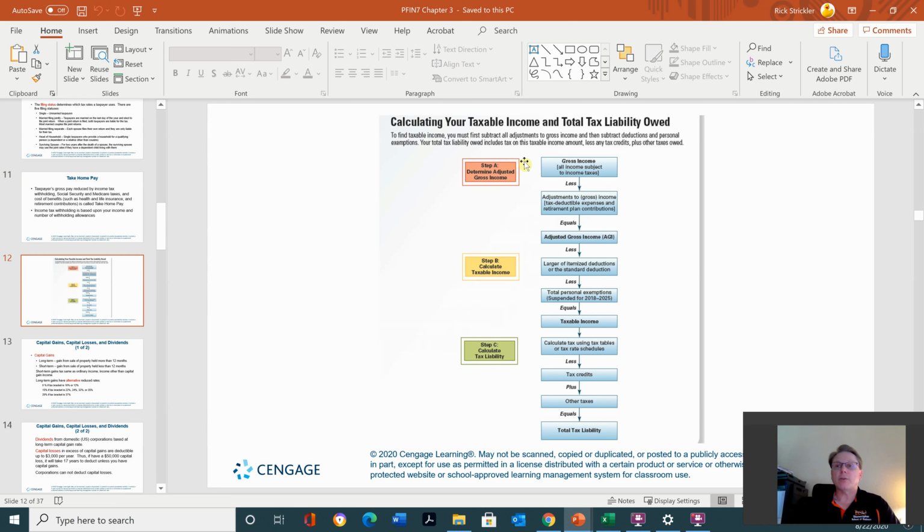Okay? Calculating your taxable income and total tax liability. Here's a model that you can use to actually do that. Again, this is just to give you an idea of how things are done. You should always see a certified public accountant to actually do a complicated tax return and figure all this out so that you're using accurate numbers based on the current law, because tax laws change every year.